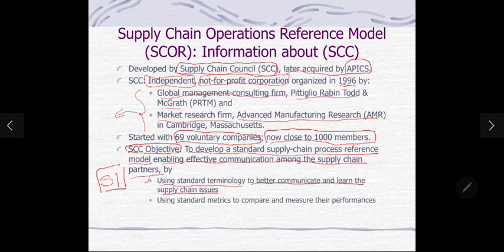The second objective, once again, is we need to use metrics to compare and measure the performance. We need to know what the performance level of our company is. Are we doing our best? Do we need to improve? Are we overachieving? Are we underachieving? These are different levels that we need to know. In order to know this, we need to measure our performance and compare our performance to others.